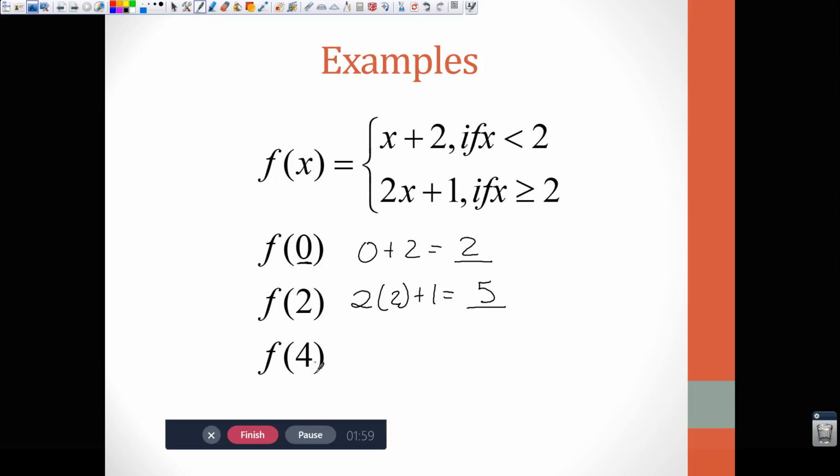Okay, how about 4? Is 4 less than 2 or is 4 greater than or equal to 2? It is greater than or equal to 2. So I'm going to substitute it into this equation. Okay, let's try another.